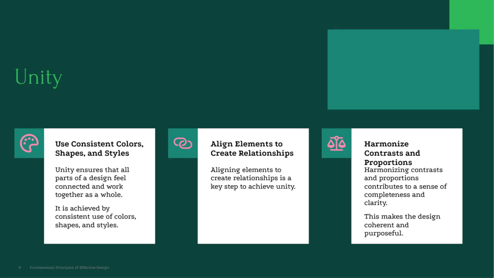Unity in design is all about making sure every part feels connected and works together as one cohesive whole. We achieve this by using consistent colors, shapes, and styles throughout the design. Another important aspect is aligning elements so they relate to each other clearly, which helps guide the viewer's eye and creates a sense of order. Finally, harmonizing contrasts and proportions is essential. It balances bold and subtle elements, making the overall design feel complete and clear. Together, these strategies ensure the design is not only attractive but also purposeful and easy to understand.